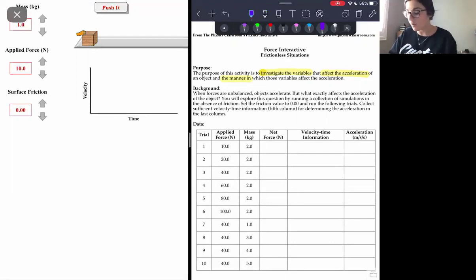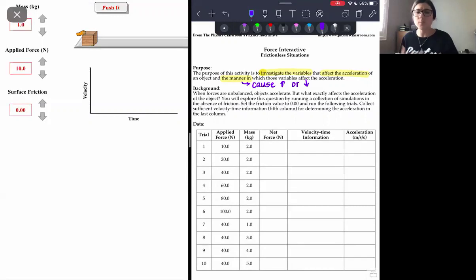And that's kind of a vague way of saying, do they cause acceleration to increase, or do they cause acceleration to decrease? Or do they just cause no change at all? In which case they wouldn't be a variable that affects acceleration.